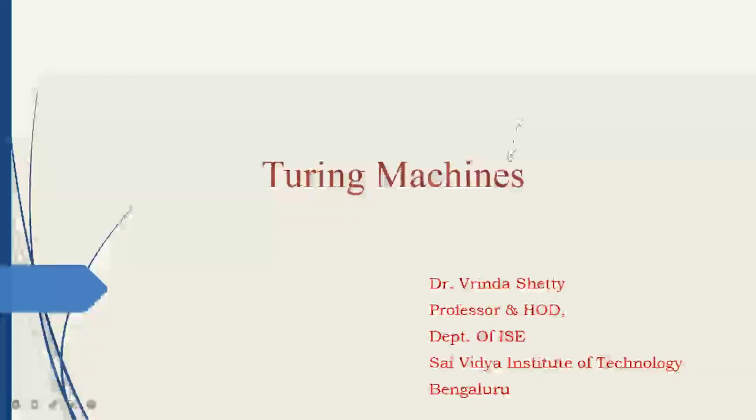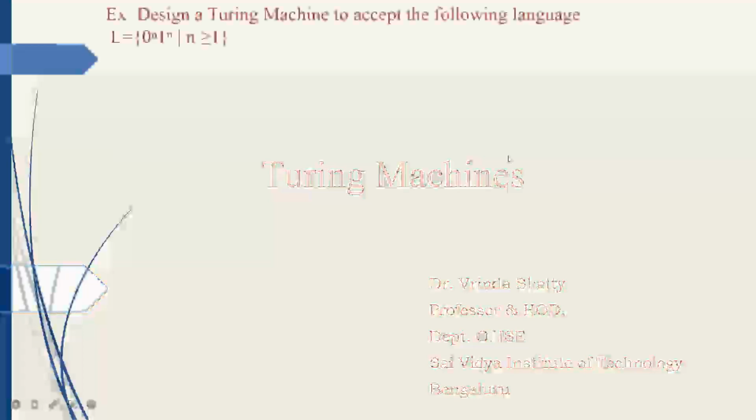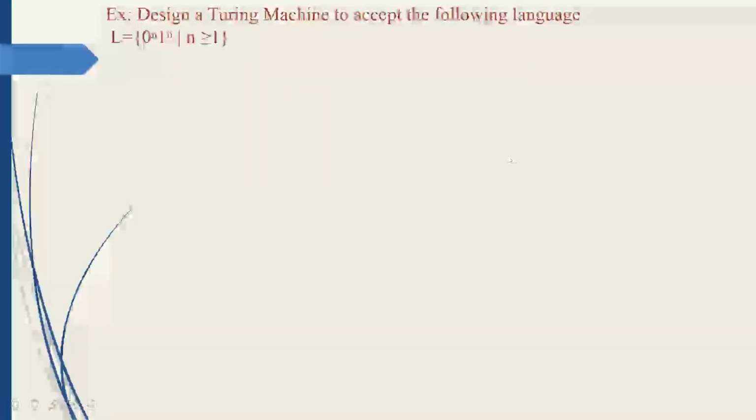Hello students, today we'll see a problem on Turing machine. So today we'll see the problem: design a Turing machine to accept the following language 0^n 1^n, such that n is greater than or equal to 1. It is a non-regular language.